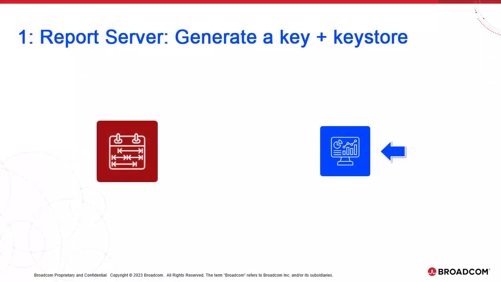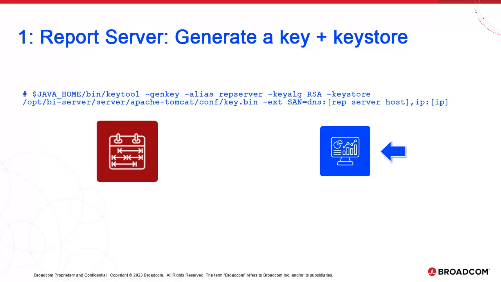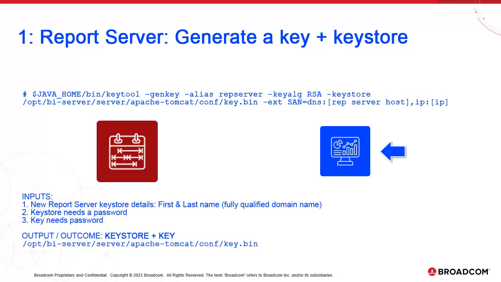Let's start on the report server. We have to enable TLS on this system, which involves two steps. First, we generate a self-signed key in a key store. Next, we'll have to enable TLS for the server in a configuration file, which we'll show in the following step. The key store has a few requirements. The first and last name, which should be the fully qualified domain name. Since our systems are local, we'll just use the host name, but FQDN is normally a requirement.